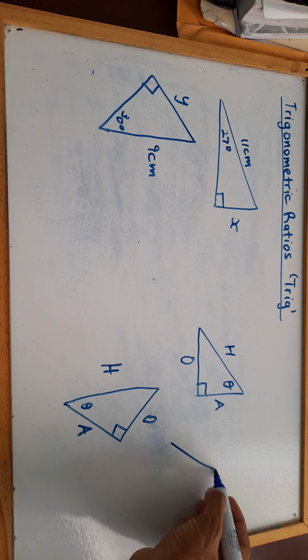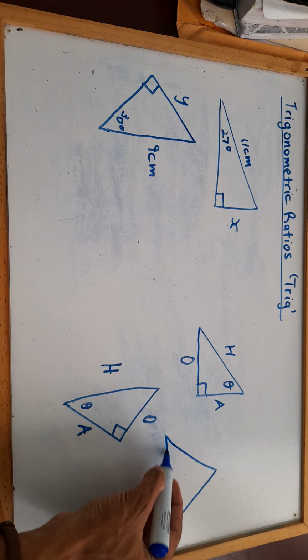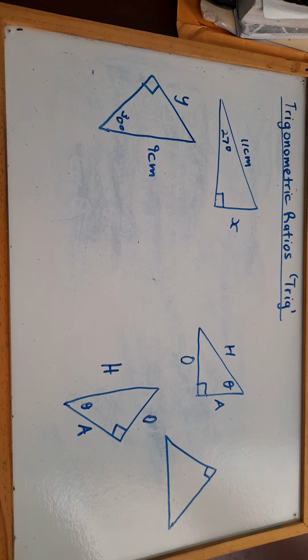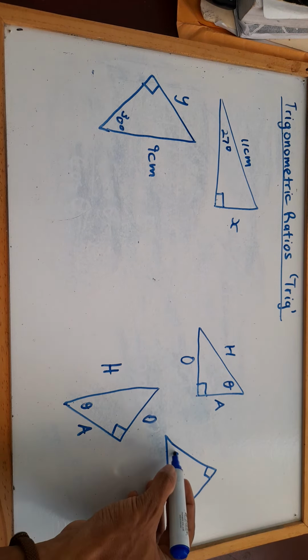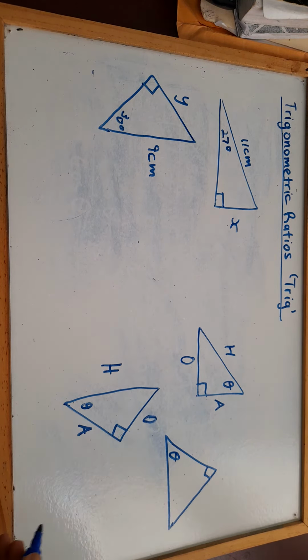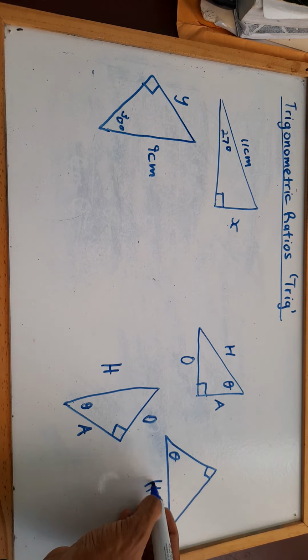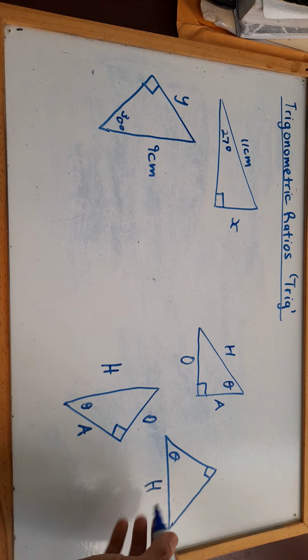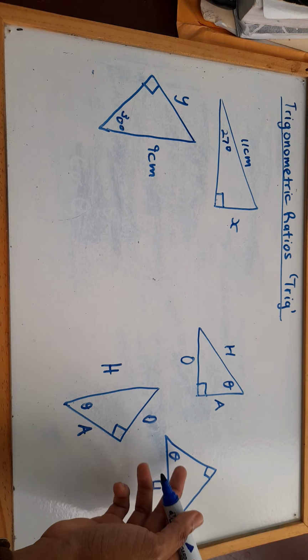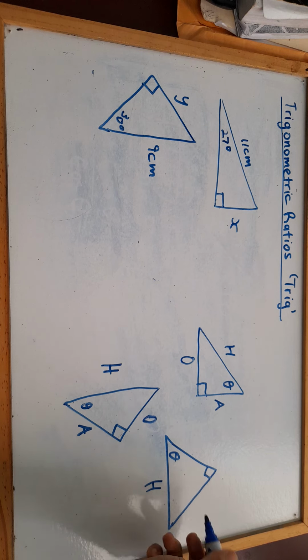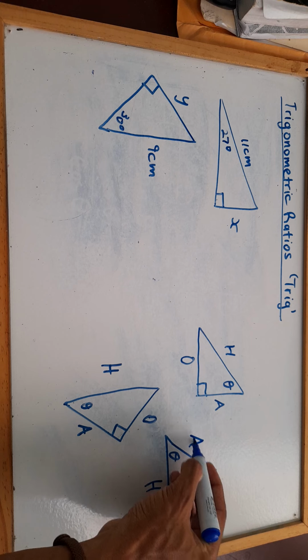So let's do another. Again, it's always identifying where your angles are. Theta. The side opposite of the right angle is our hypotenuse. Right? Now our opposite and adjacent. This side is opposite of our angle, so this becomes our opposite side. Naturally, this becomes our adjacent.